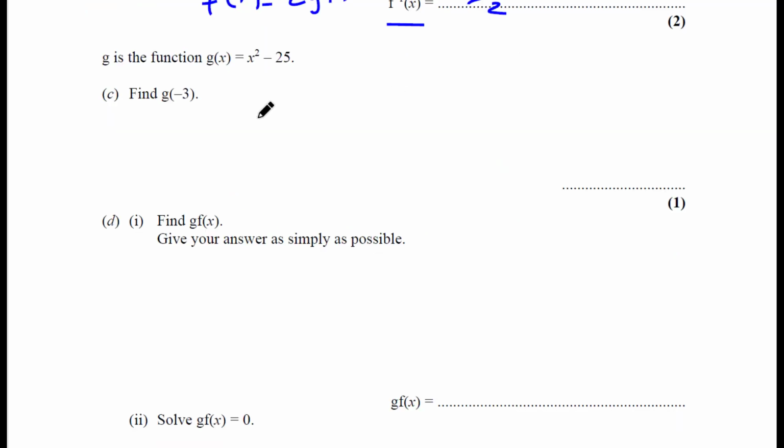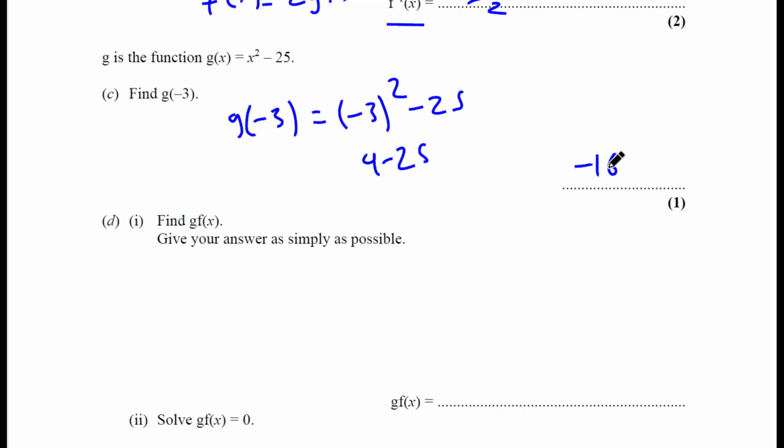This is exactly the same. So all we have is to substitute that value in. Now x minus 25 becomes 9 minus 25, which is minus 16. Nice easy 1 mark there.